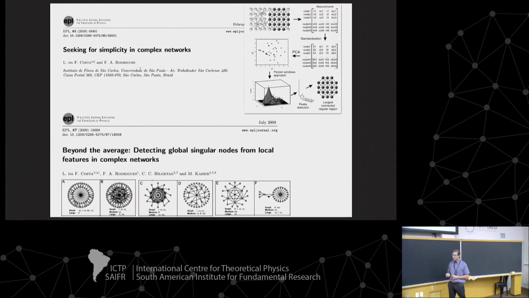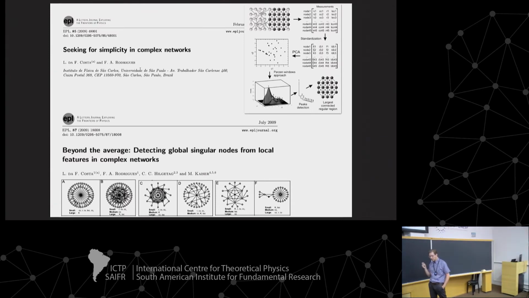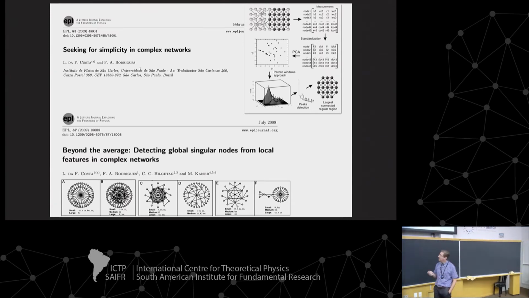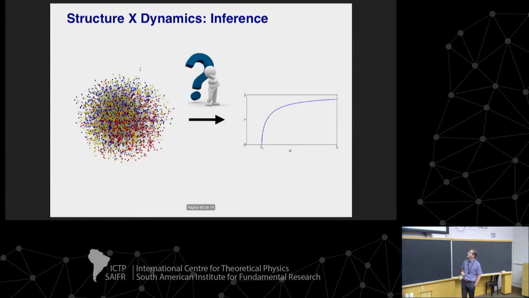Later, we published two other papers in EPL. In the first one, we tried to identify regular regions inside the network by using different methods of machine learning and statistics. And in the next one, we tried to identify the outliers in networks, and these, for instance, are the most common outliers we can find in different real-world networks, okay?